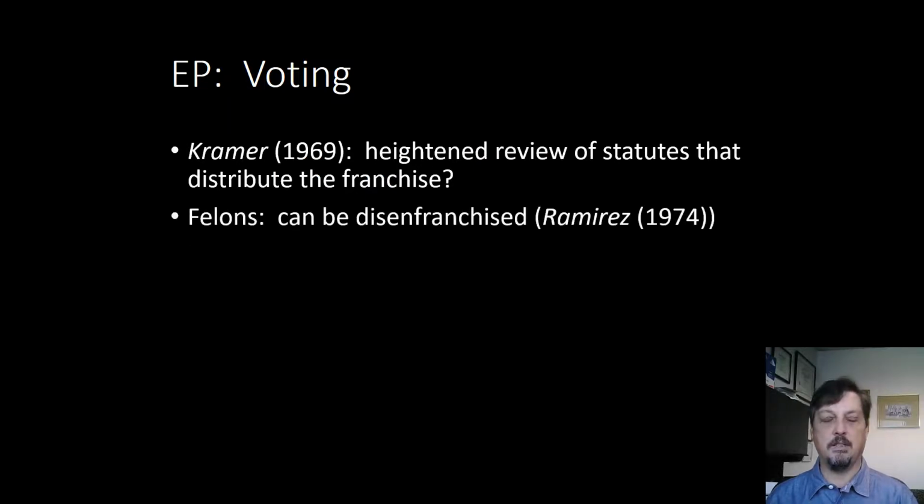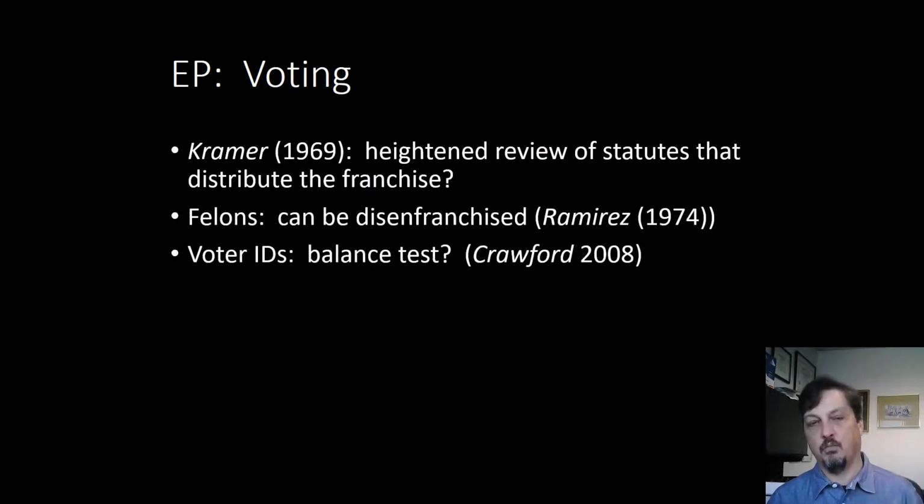We then talked about the fact that when a statute is distributing the franchise to vote, at least heightened review is going to apply, although we said that the court has said that felons can be disenfranchised, that sort of setting up a class of felons is not going to be considered a suspect class and could be rationally sustained.